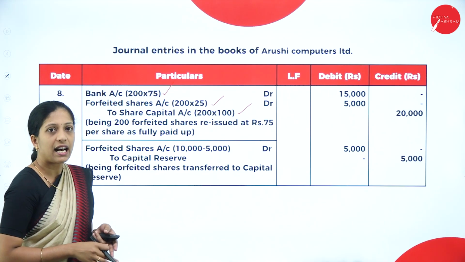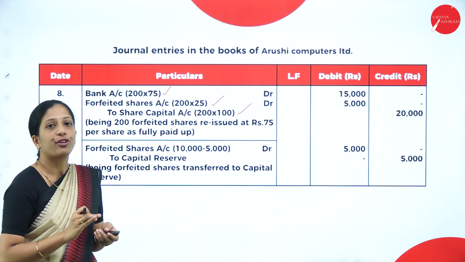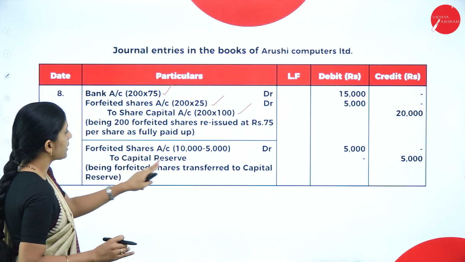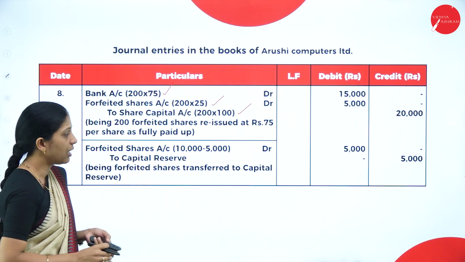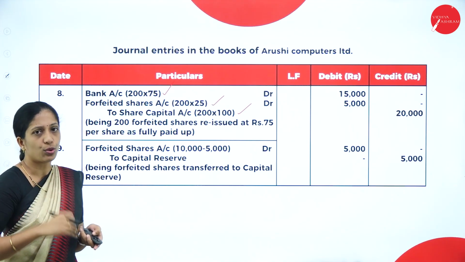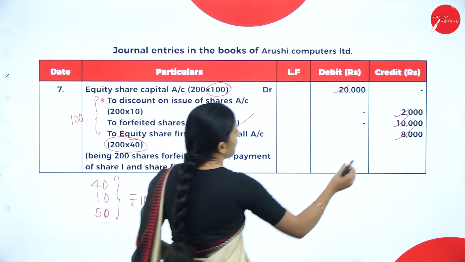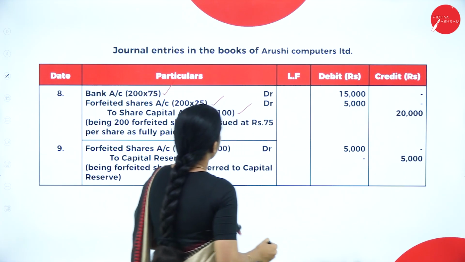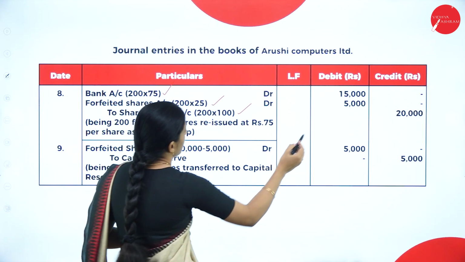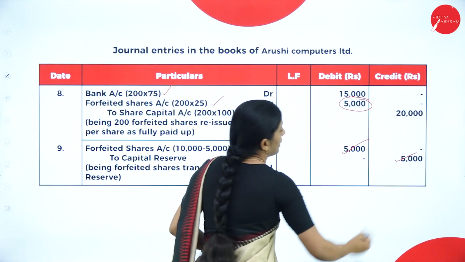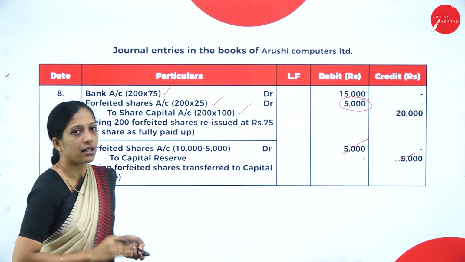Next, your last entry is for transfer of forfeited shares to capital reserve. So what is your entry? Forfeited shares account debit to capital reserve account, being forfeited shares transferred to capital reserve. So how much was there in your forfeited shares here? That is 10,000. 10,000 minus, in the next entry, forfeited shares 5,000. So 10,000 minus 5,000, so this 5,000 should be transferred to capital reserve.